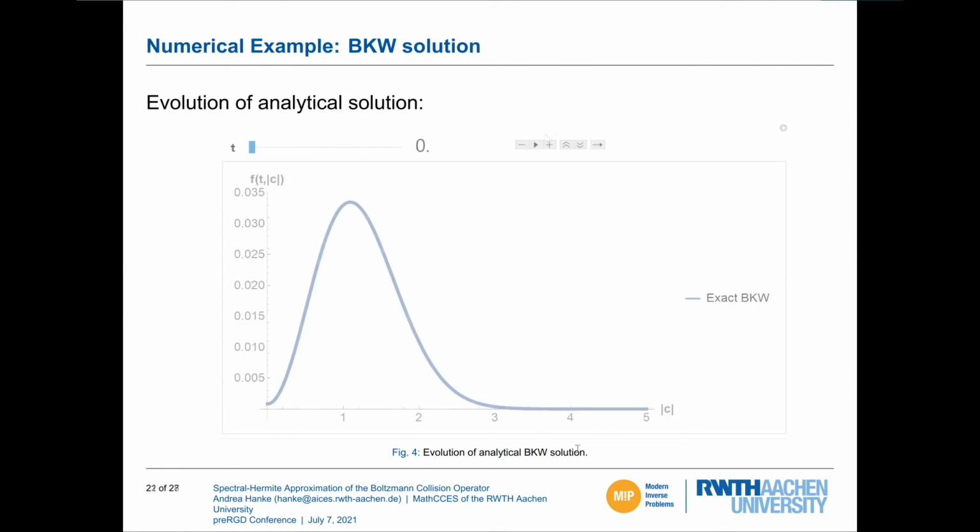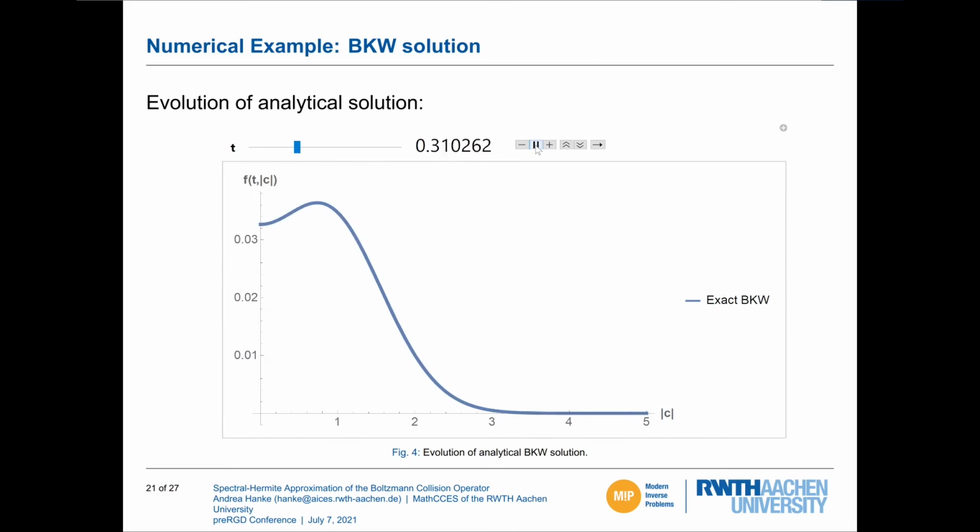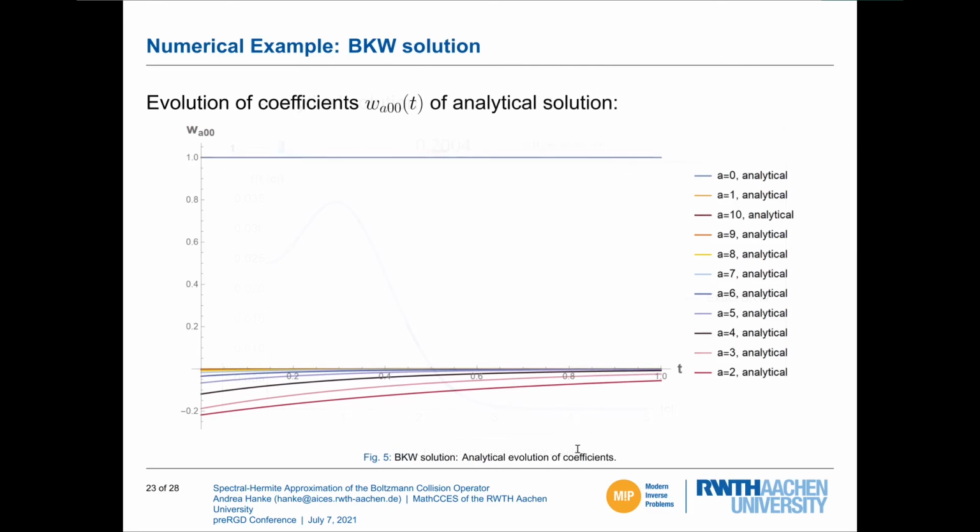First, we can see here, starting from t equal to 0, our BKW solution goes closer and closer to the Maxwellian distribution. This should also be reflected in the evolution of the expansion coefficients. Let's take a look at them. What we see here is the evolution of the expansion coefficients of the analytical solution. On the top, W of A equal to 0. Then we can see A equal to 1, and then we start from 10 going all the way down to 2.